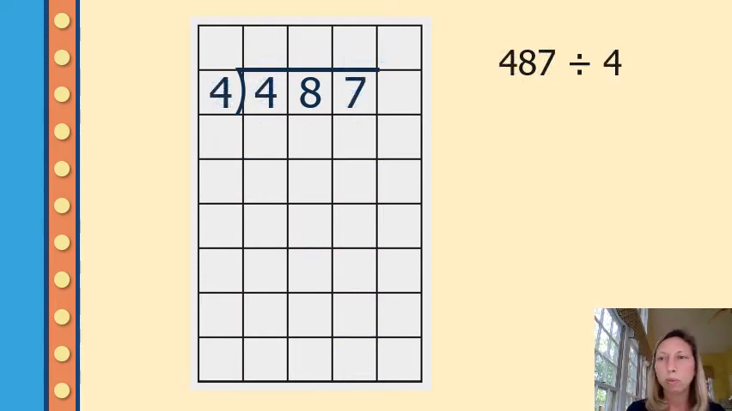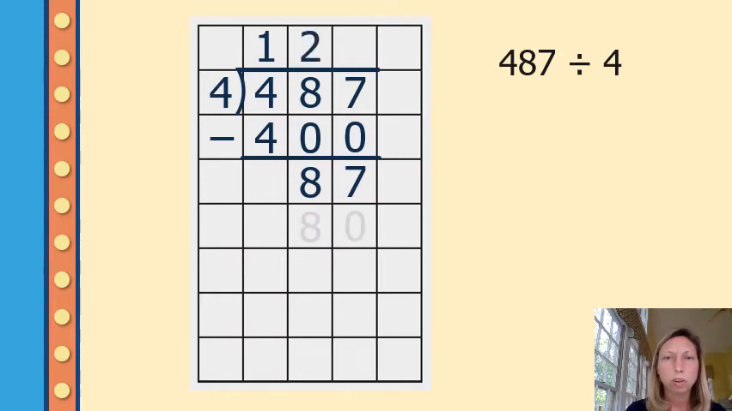487 divided by 4. Okay, so I'm just going to run through the steps over here on the left, and then we'll do the other way. All right, 4 times 1 is 4, putting 2 zeros. You subtract and you get 87. Now I move to the second digit. 8 divided by 4 is 2. 2 times 4 is 8, putting a 0, and then you subtract, and you get 7.